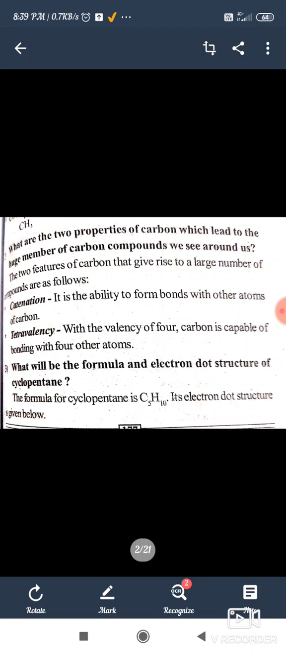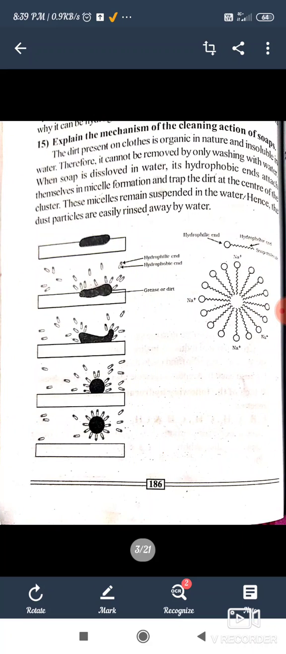Tetravalency, with the valency of 4, carbon is capable of bonding with 4 other atoms. So what will be the formula and electron dot structure of cyclopentane? The formula of cyclopentane is C5H10. So its electron dot structure is given below.